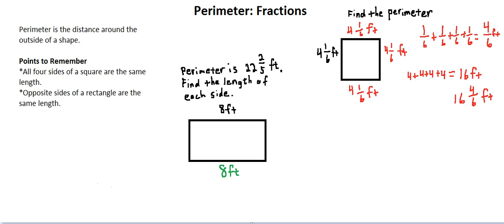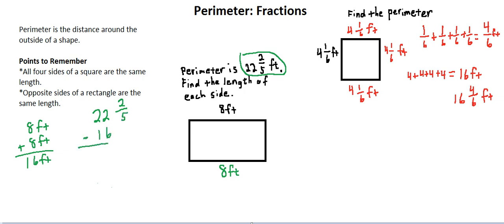So I'm going to add these two sides together. All right, so I have 8 feet, 8 feet, and that equals 16 feet. And I'm going to subtract it from the perimeter I'm given up here. That's my perimeter for the whole thing. So I'm going to subtract now. So I'm going to do 22 and 2/5 minus 16. Now here, 2/5 minus nothing is going to stay 2/5.